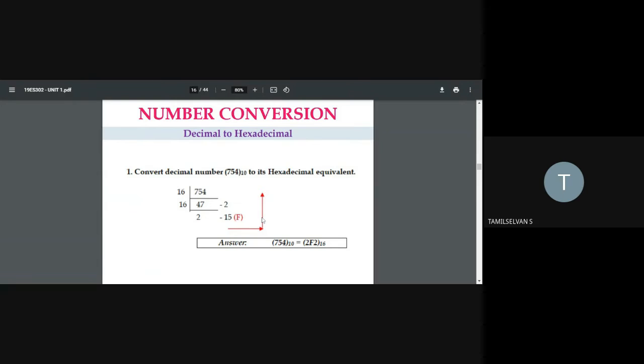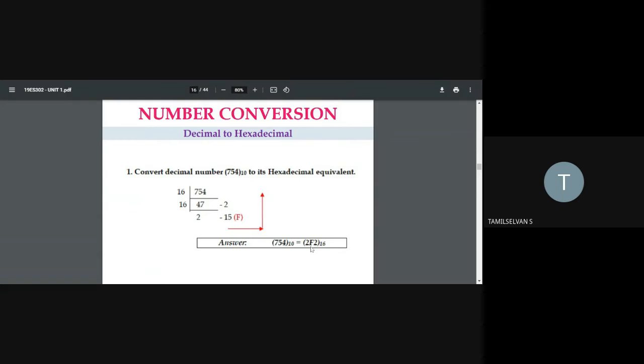So I can take the final result from the above conversions: 2F2. The equivalent for this 15 is capital F. So 2F2 is the final output.